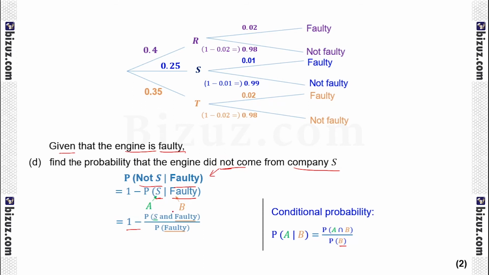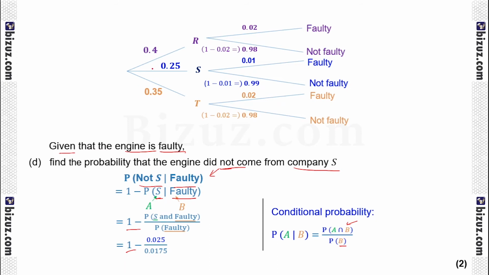So here what we have is basically A intersection B, these two events happening together, S and faulty, divided by the probability of your given event, so the probability of being faulty. S and faulty, we have already seen, actually this was one of the portions of the previous part, but again, if you want, we can just find this.